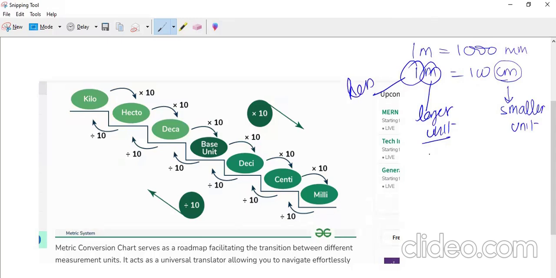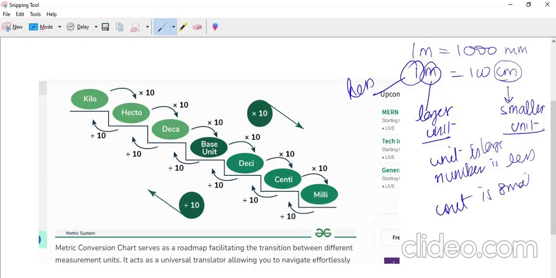So if the unit is large, the number with it is less. And if the unit is small, then the number is more. One thing you should know, the first rule: if the unit is large compared to the other unit, then the number associated with it will be less. And if the unit is small, the number associated will be more.